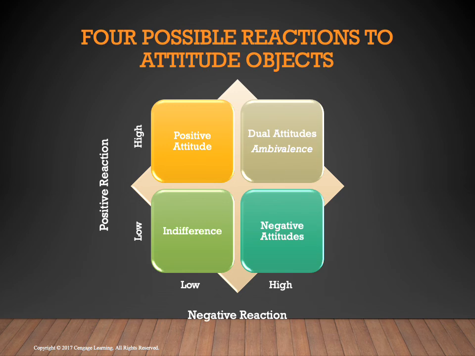So, a positive reaction can run from low to high, just as a negative reaction. If we held a high positive reaction to something but a low negative reaction, that means our overall attitude towards that object would be positive. Similarly, a high negative reaction and a low positive reaction would mean that our attitude towards that object would be negative. If we held both a low positive and a low negative reaction to something, we would be indifferent. That means we didn't really care about it. And if our reaction was highly negative and highly positive at the same time, we'd have dual attitudes, or an attitude of ambivalence. And ambivalence describes having mixed or contradictory feelings about one thing.